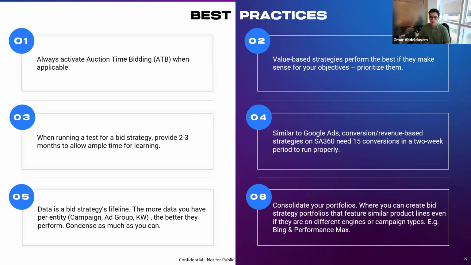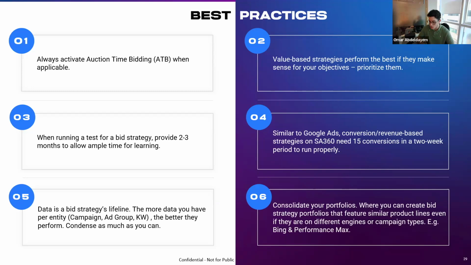And then, of course, fifth, data is a bid strategy's lifeline within Google. The more data you have per entity, so on a campaign level, ad group level, or keyword level, gives a bid strategy more insights into how these different entities are performing, ensuring that it can make meaningful decisions based off of that data right away. So always condense as much as you can in order to have most of your data funneling between fewer and fewer entities within any given situation.